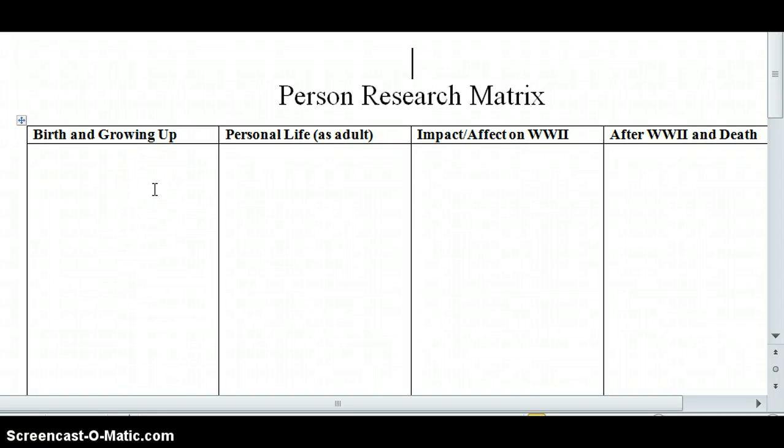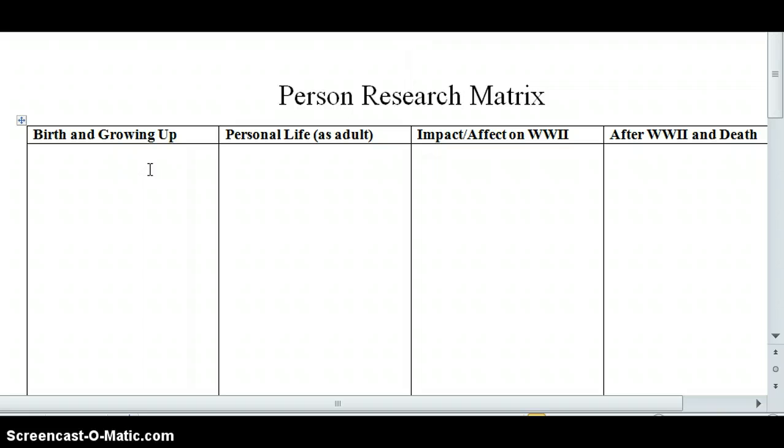Okay, so as you can see from the person research matrix, you guys, there are 4 categories: birth and growing up, personal life as an adult, impact effect on World War II, after World War II, and death. And when you do your PowerPoint, there's 4 categories. Each one of those categories has to go on a separate slide in your PowerPoint. Remember the exemplar I showed you with the A?